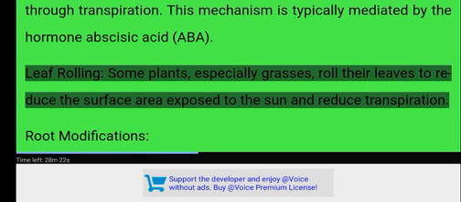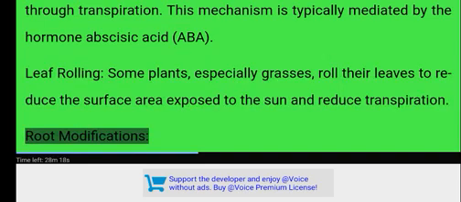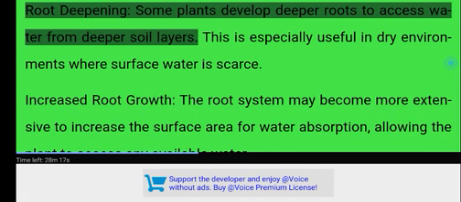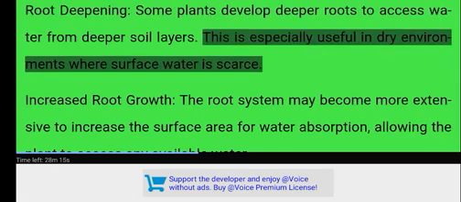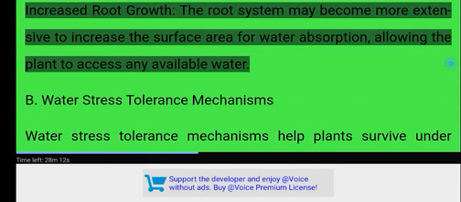Leaf rolling: some plants, especially grasses, roll their leaves to reduce the surface area exposed to the sun and reduce transpiration. Root modifications: root deepening. Some plants develop deeper roots to access water from deeper soil layers. This is especially useful in dry environments where surface water is scarce. Increased root growth: the root system may become more extensive to increase the surface area for water absorption, allowing the plant to access any available water.